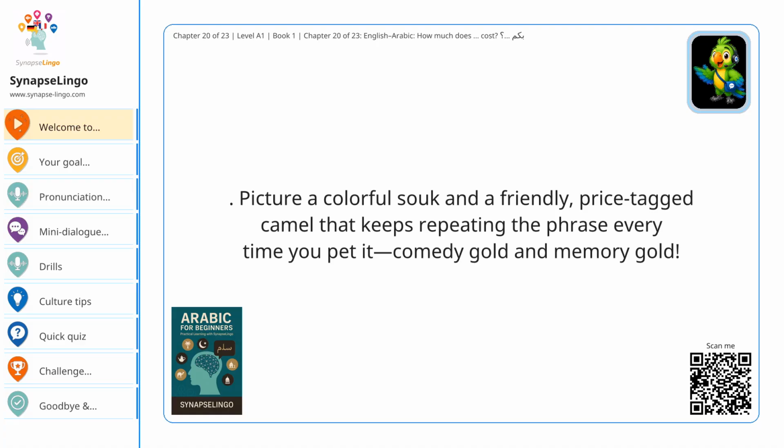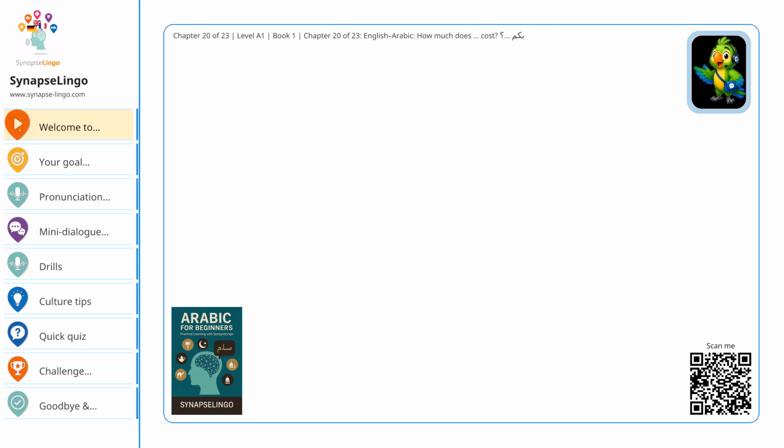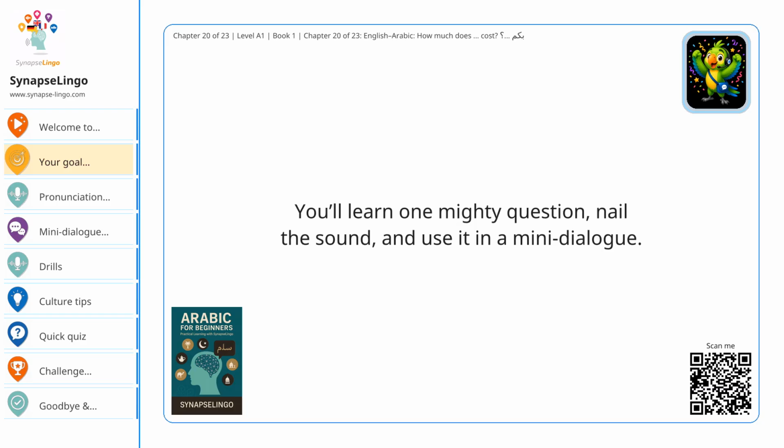Today you'll master how much does cost in Arabic. بكم. Picture a colorful souk and a friendly, price-tagged camel that keeps repeating the phrase every time you pet it, comedy gold and memory gold. Your goal today: you'll learn one mighty question, nail the sound, and use it in a mini dialogue.